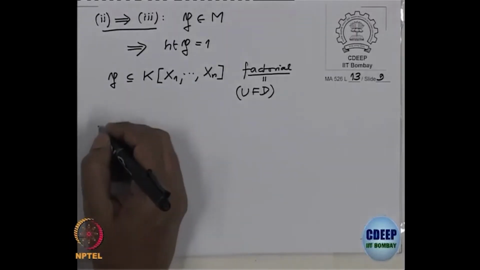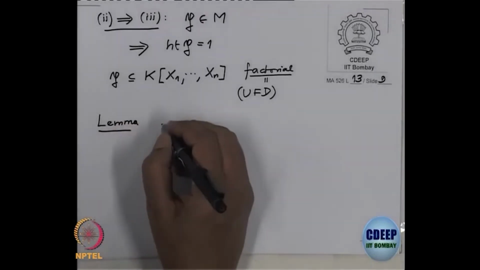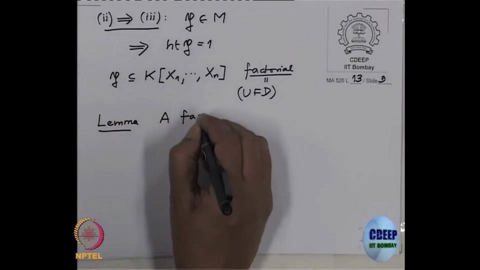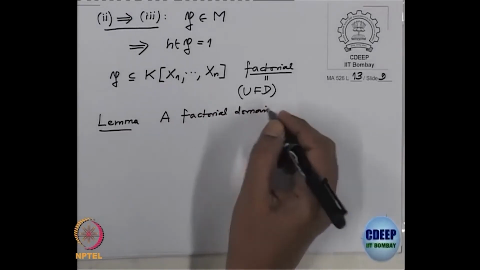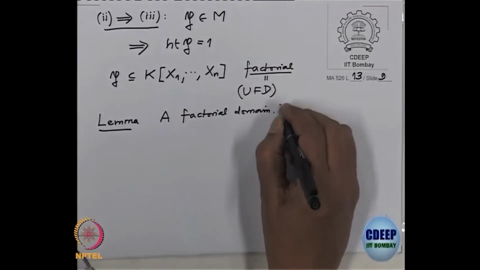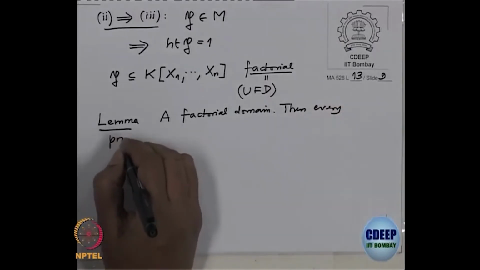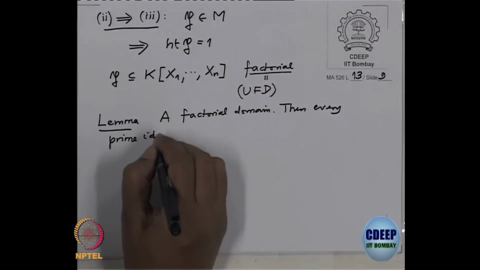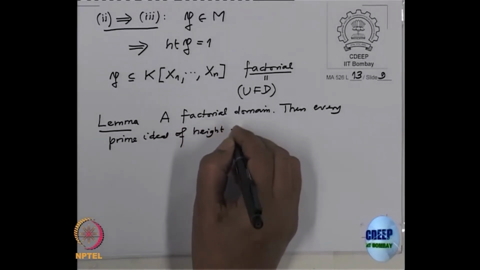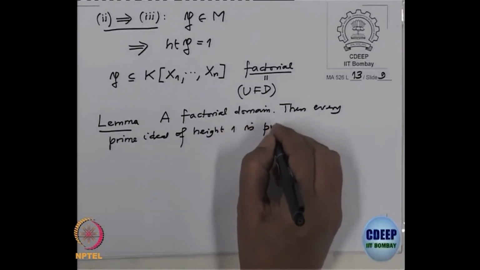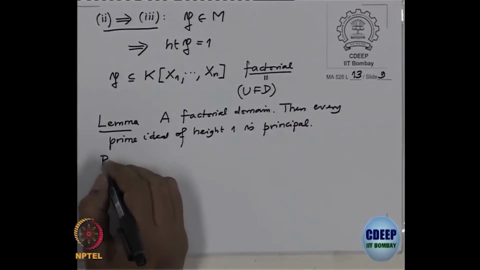This is a simple lemma, but very useful all the time. So, in general, if you have a factorial domain, Noetherian also, then every prime ideal of height 1 is principal. This is very simple. Let us finish off the proof.